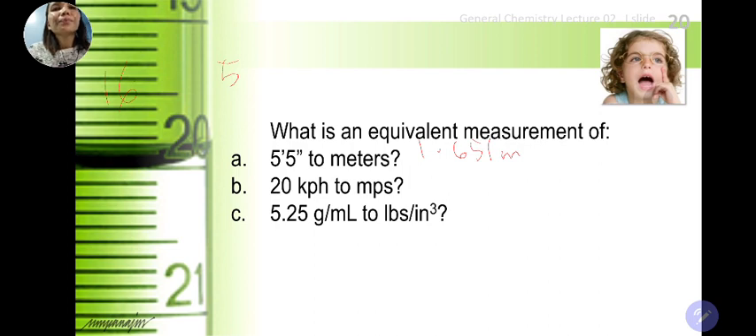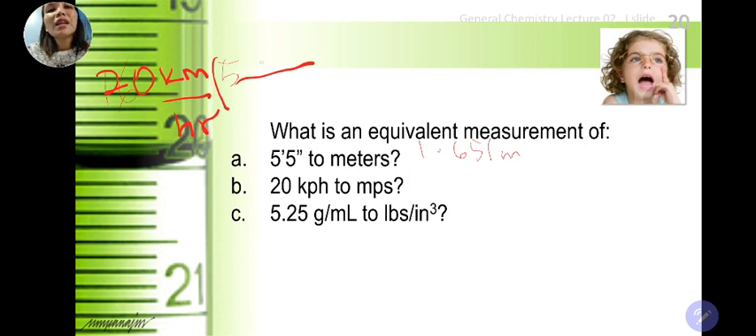Okay? So now, we will answer 20 kilometer per hour. 20 kilometer per hour to meters per second. So, first 20 kilometer muna. I-convert natin sa meters.